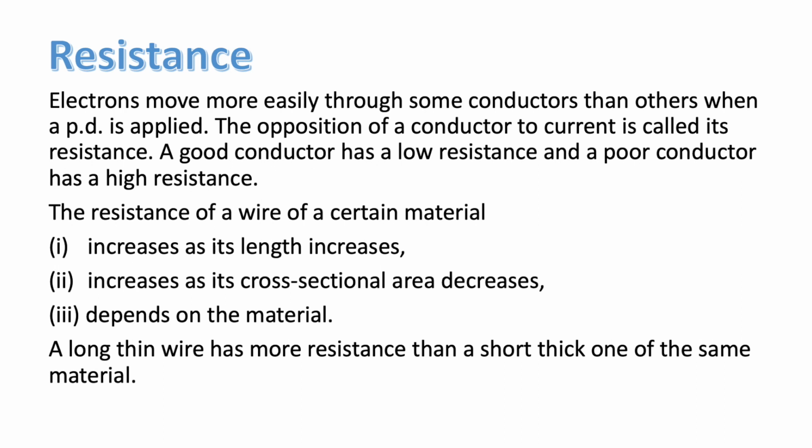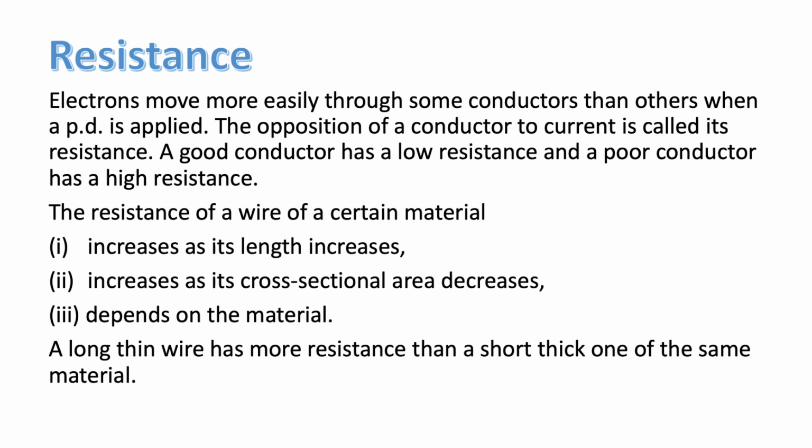When electrons flow through a conductor, they will interact with the atoms or molecules of the conductor. This interaction or collision affects the free movement of electrons, or we can say there is resistance. Electrons move more easily through some conductors than others when a potential difference is applied. The opposition of a conductor to current is called its resistance. A good conductor has a low resistance and a poor conductor has a high resistance.